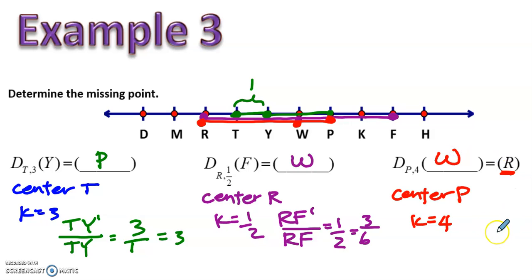I could just double check it like I did the last time. From P to W is 1. So from P to W prime over P to W should equal 4. So from P to W prime, which was my R, was 4, and from P to W was 1, and 4 over 1 is 4.